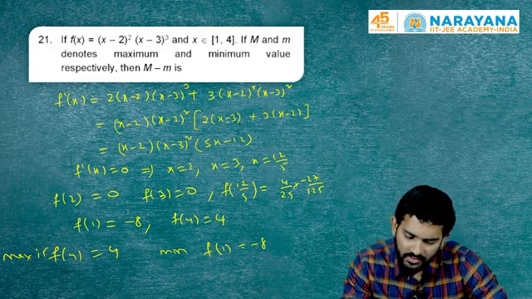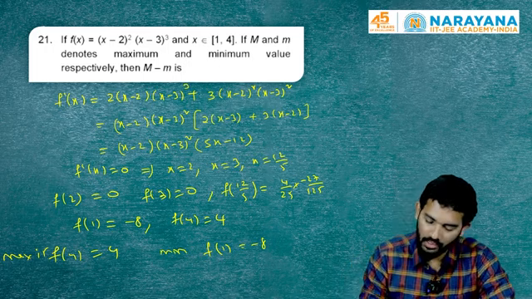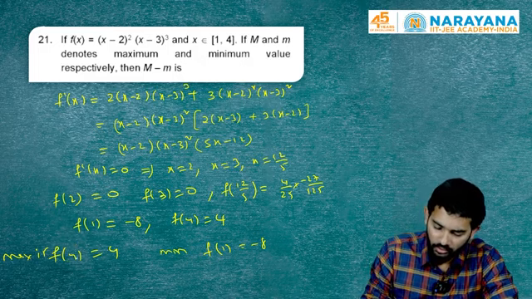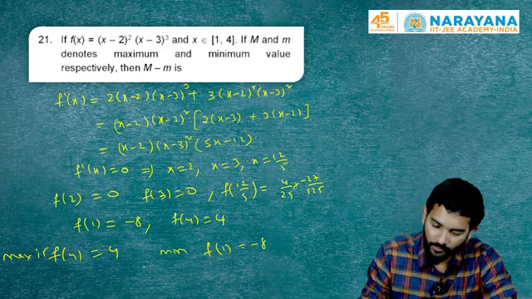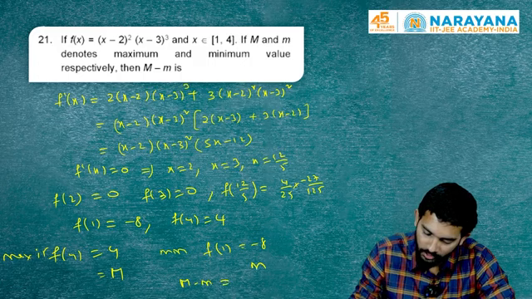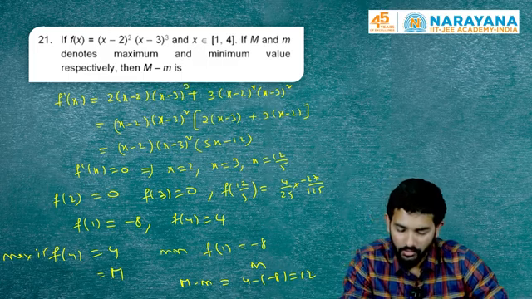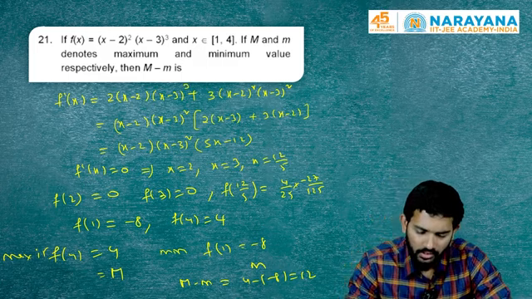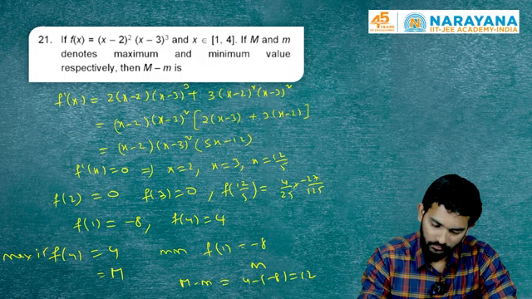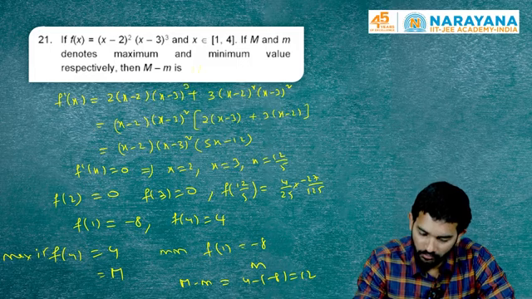In the interval 1 to 4, I cannot say it is an increasing function, but if you observe the critical points and the end points, you are getting the maximum and minimum values at the end points only. He is asking, this is capital M, this is small m. So M minus m will be equal to 4 minus of minus 8, which is equal to 12. So this is not an increasing or decreasing function; just the maximum and minimum values are occurring at the end points, the global maximum and global minimum in the given interval 1 to 4. So the answer will be 12.